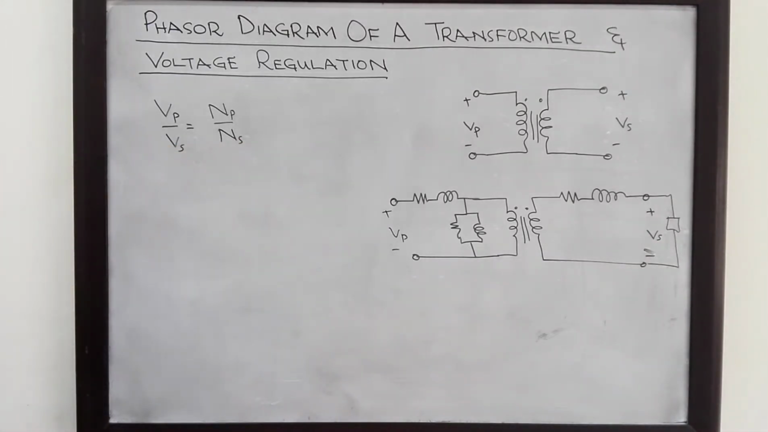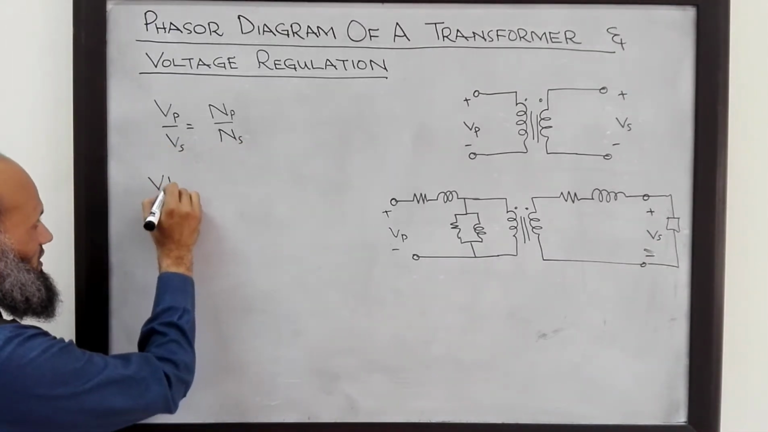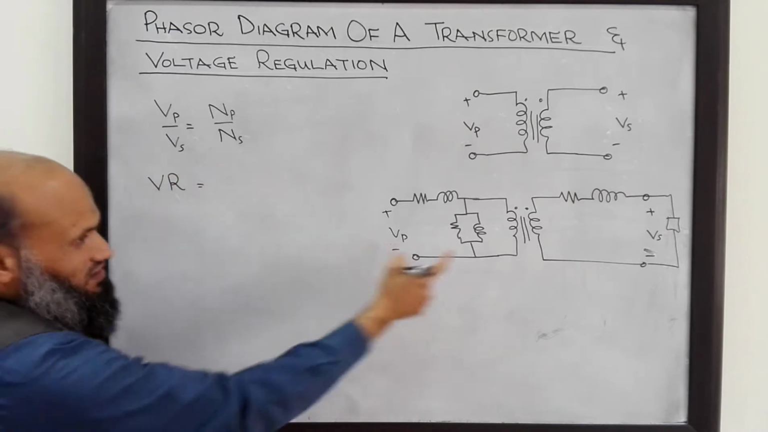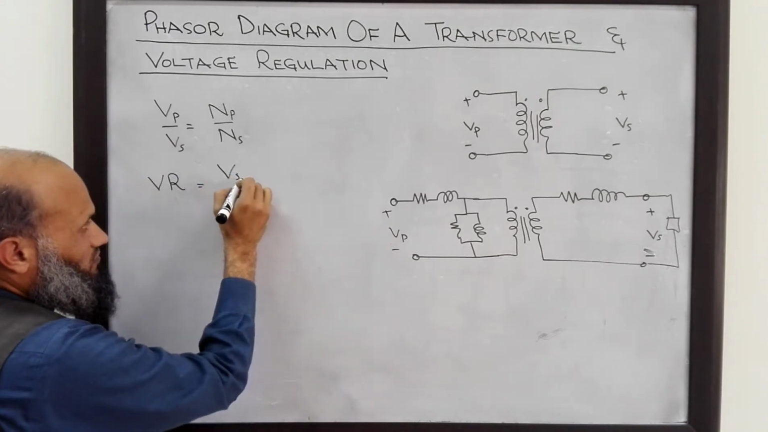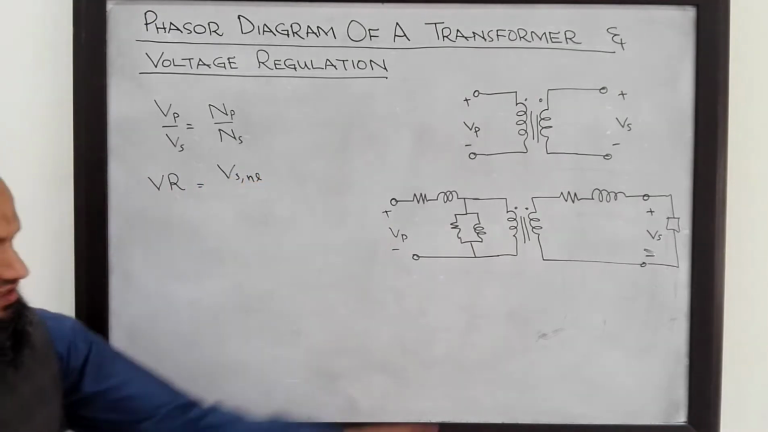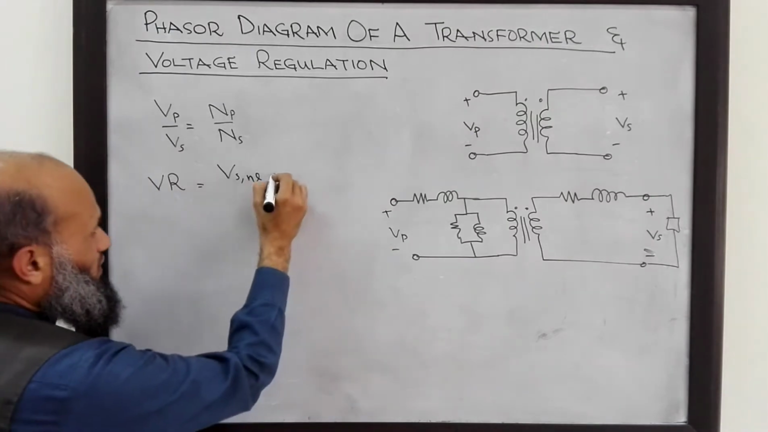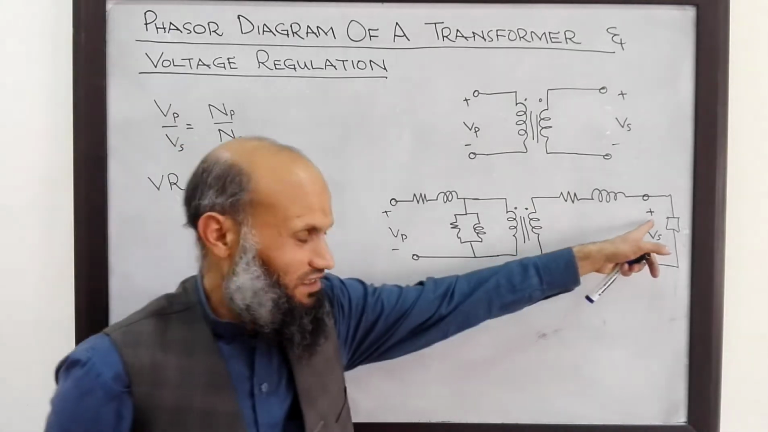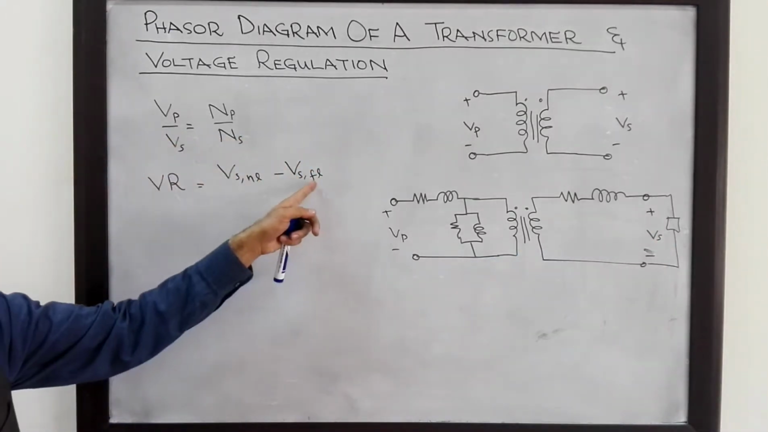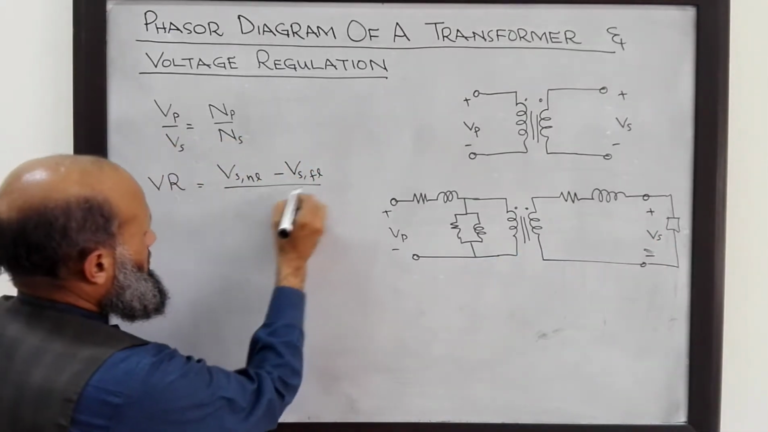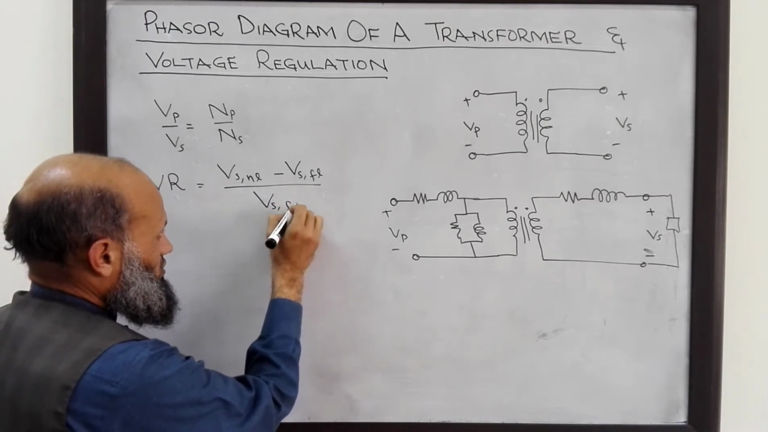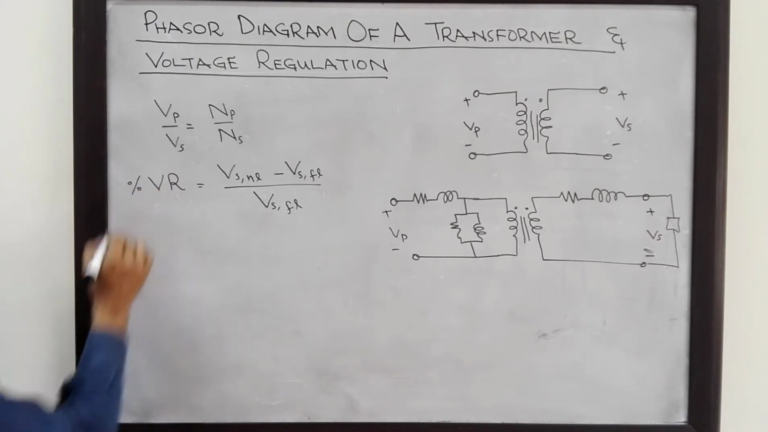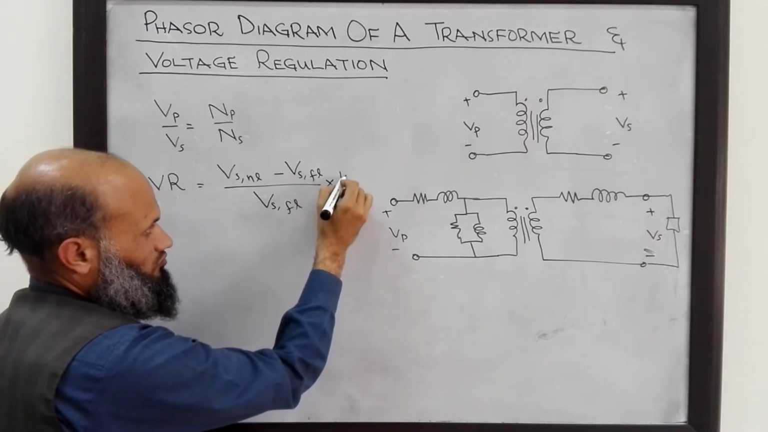Therefore, for transformers, we define a term which is called voltage regulation. Voltage regulation is defined as the secondary voltage of the transformer when no load is connected on the secondary side, minus the secondary voltage of the transformer when a rated load is connected to it, rated load also called the full load, divided by the secondary voltage at rated load. And if we are interested in percent voltage regulation, we multiply it by 100.